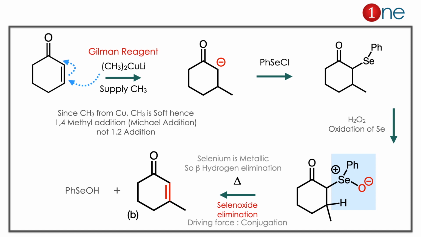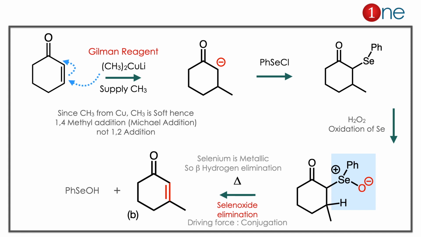The starting material has a conjugated ketone. You are using lithium dimethylcuprate, which is a Gilman reagent. It is a soft reagent, so it always promotes the thermodynamic product, which is the 1,4 product. The 1,4 product is stable, so the methyl attacks at that position. You have the formation of an anion there.